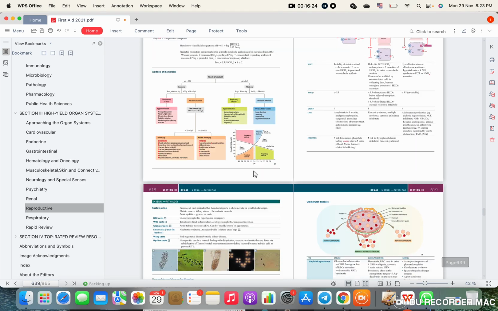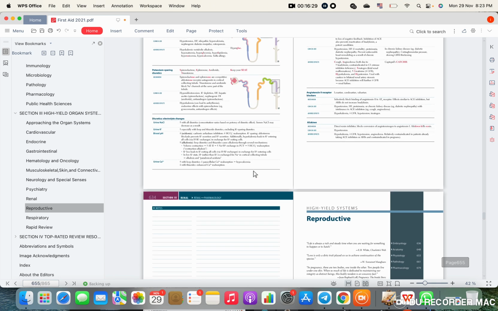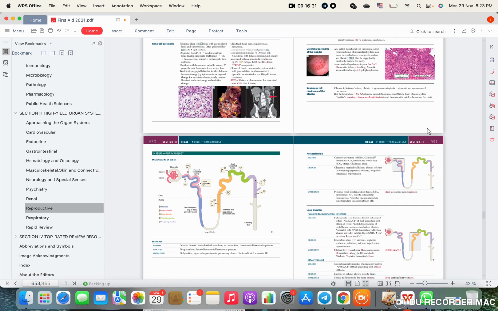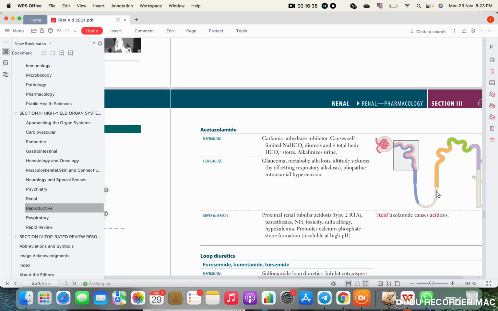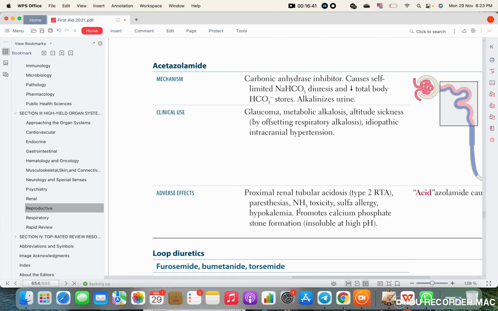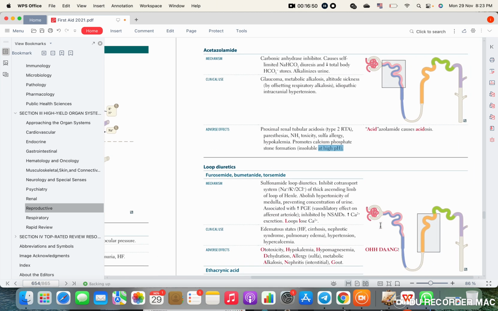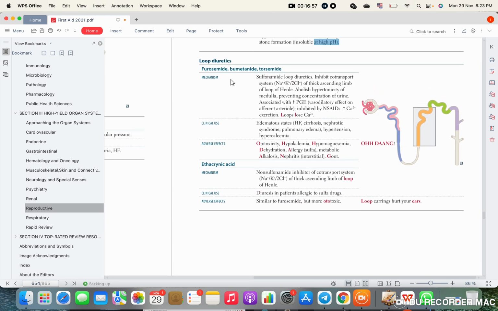Speaking about the Staghorn stone, can it go away on its own or does it need surgery? Surgery, no joke about this one. No drug will work. So here we have, it promotes calcium phosphate stone formation, which is insoluble at high pH. We also spoke about the MAP and its function at the BCT. Good. So yeah, they are too big, ridiculously big.